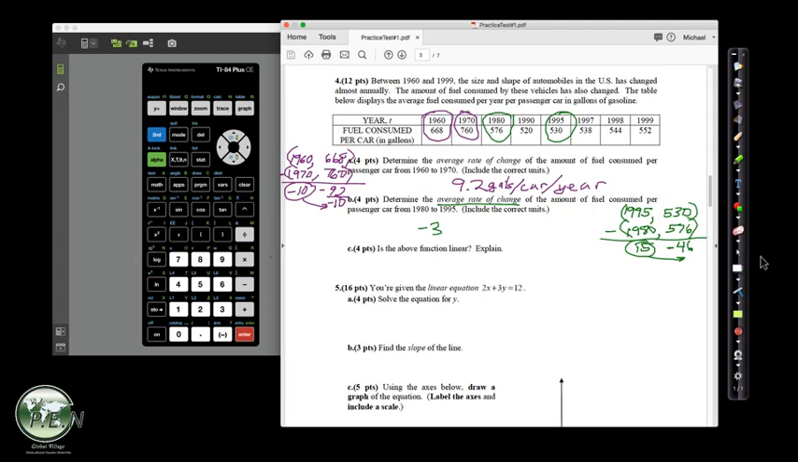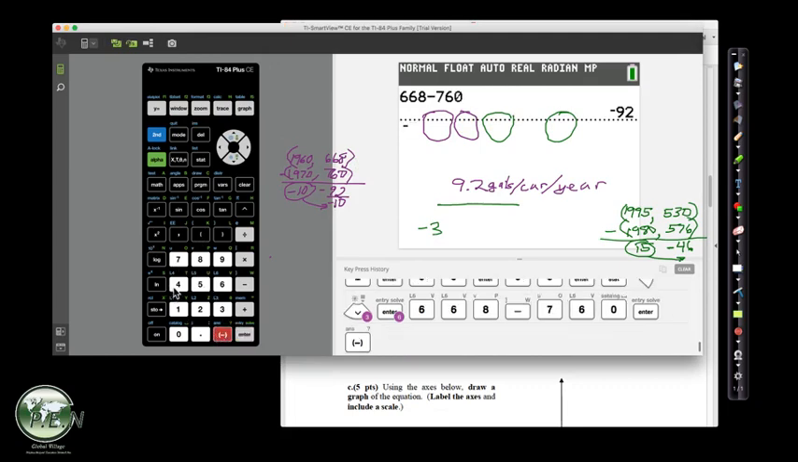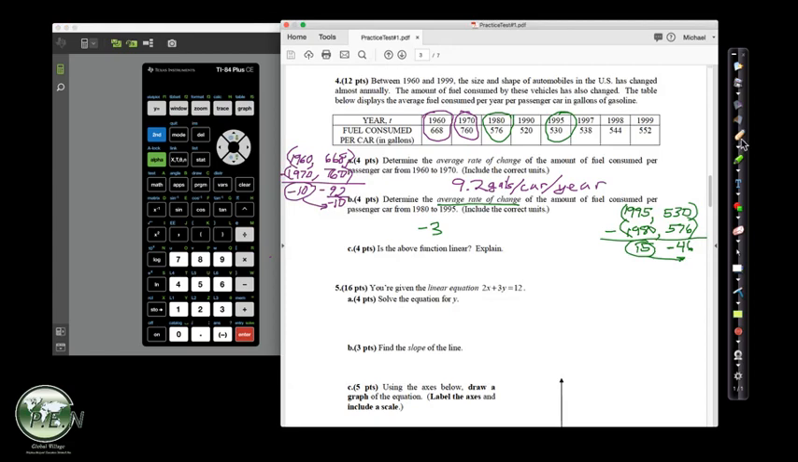Let's come back over here. I think the calculator is nice. 46. So negative 46 divided by 15 gives us 3.0666, so 3.07. Let's go with that. And again, same units, gallons per car per year.